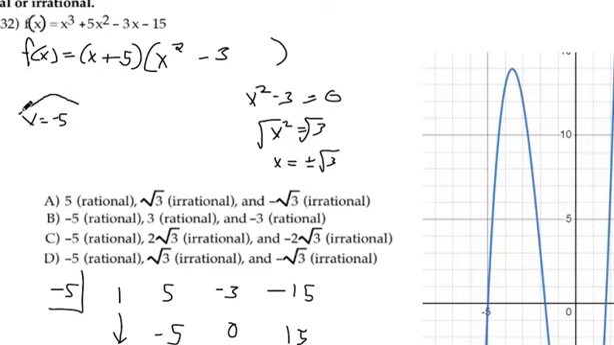There are 3 total. Here x equals -5 is one of the zeros. The square root of 3 is one of the zeros. And the negative square root of 3 is another one of the zeros. So it looks like D is the correct answer.